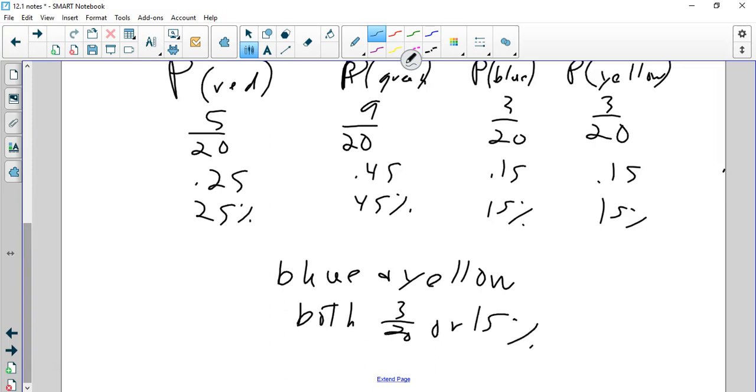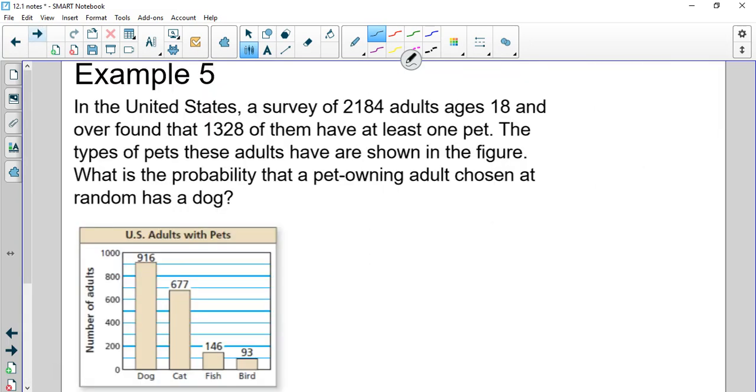Okay, and now on to our last example. In the U.S., a survey of 2184 adults 18 and over found that 1328 of them have at least one pet. Types of pets these adults have are shown below. What's the probability that a pet-owning adult chosen at random has a dog? How many have a dog? 916.